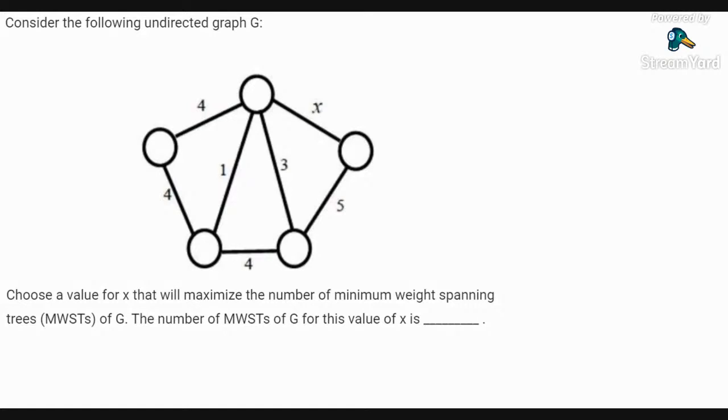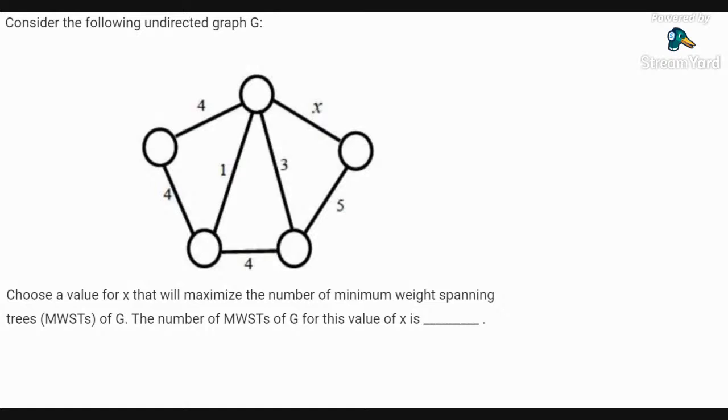But see, if you take x equal to 4, how many edges are there which have weight 4? This is one edge, then another edge, then a third edge, and then a fourth edge. Four edges are there which have weight 4.